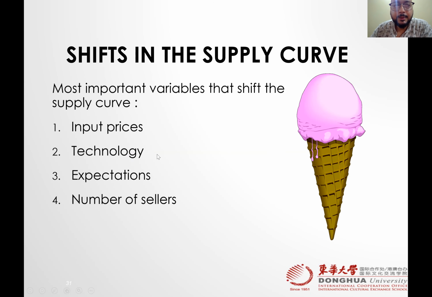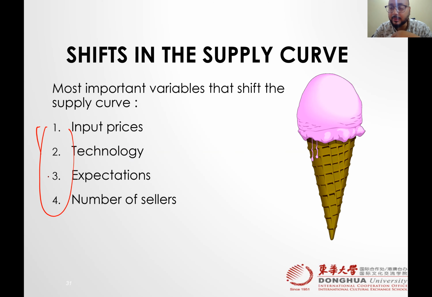Okay. Shift in supply curve. There are 4 variables that cause a shift in the supply curve. It means you don't see a price here, right? So the reason is not price. It's some other factors.